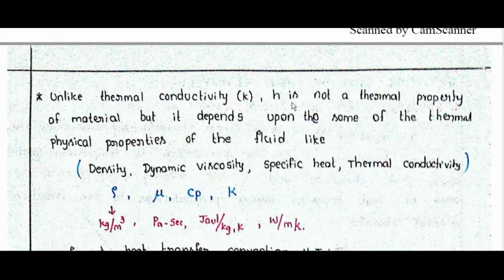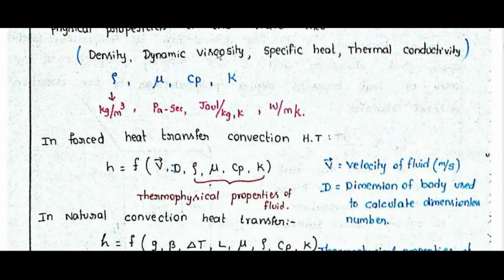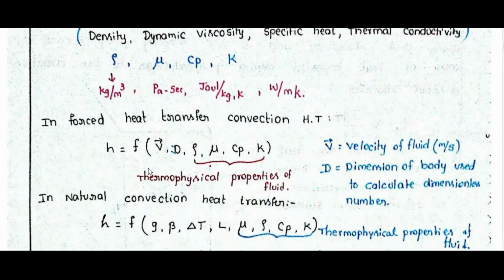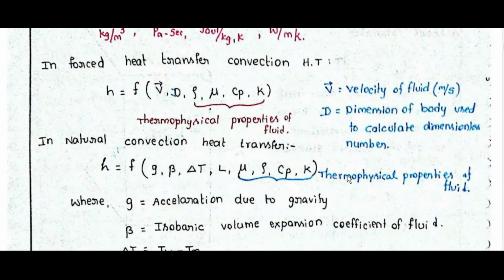Unlike thermal conductivity, h is not a thermal property of the material, but it depends upon some of the thermophysical properties of the fluid like density rho, dynamic viscosity mu, specific heat capacity Cp, thermal conductivity K. In forced convection heat transfer, h is a function of V bar, D, rho, mu, Cp, K. Rho, mu, Cp, K are thermophysical properties. V bar is the velocity of fluid in meter per second. D is the dimension of the body. Use it to calculate a dimensionless number.